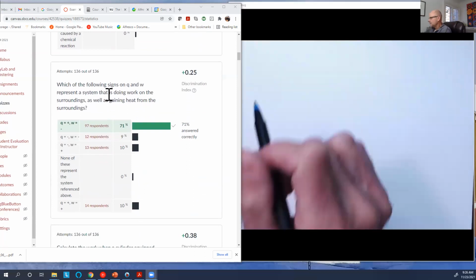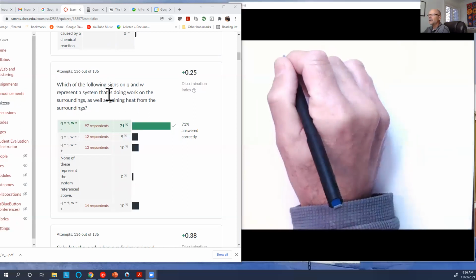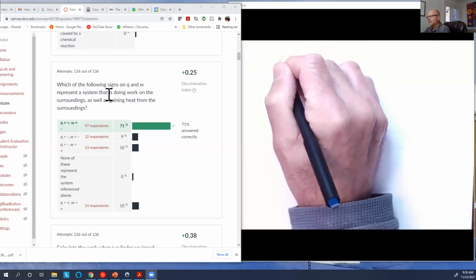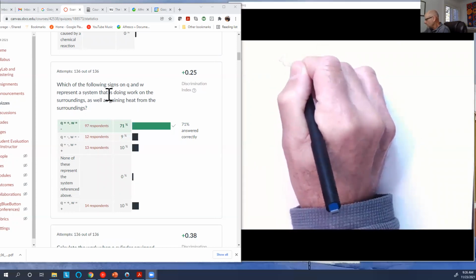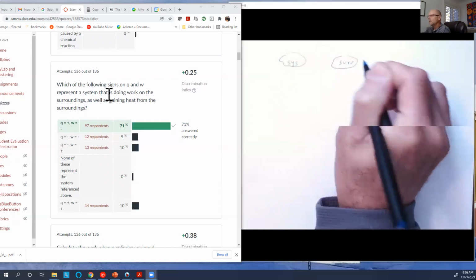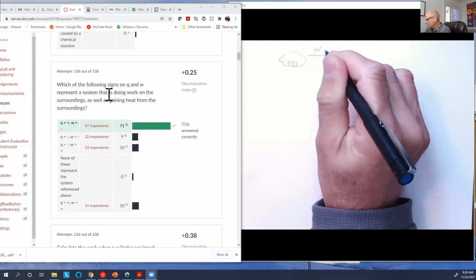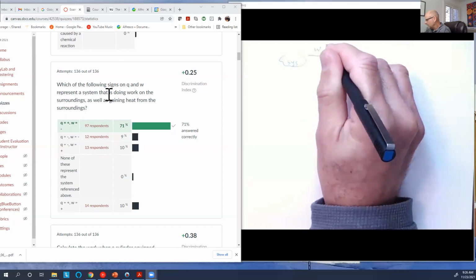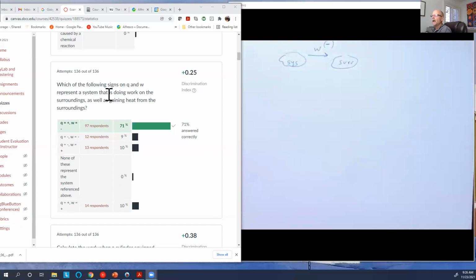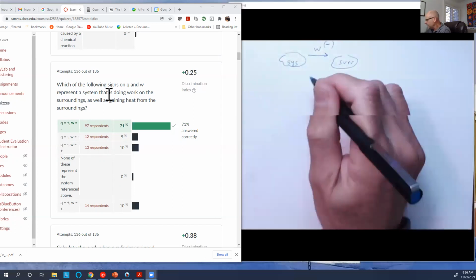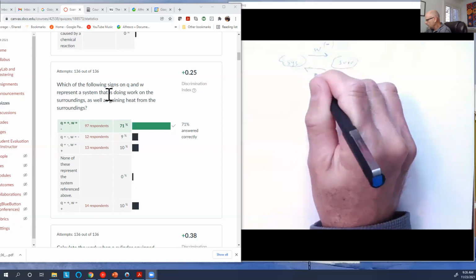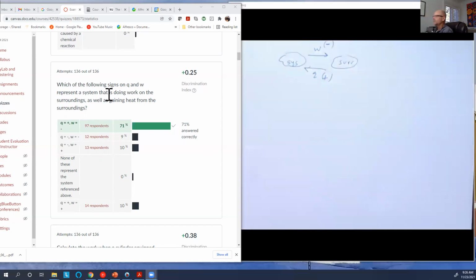Right when you see this, it's probably helpful to start making a little diagram for yourself. You have a system doing work on the surroundings. If it's doing work on the surroundings, work is going out, and you know that work going out carries a negative sign. At the same time, it's gaining heat from the surroundings, so Q is coming in, so Q is positive. That's the way you want to think about this problem. And so you can see the right answer here was this one: Q is positive and W is negative.